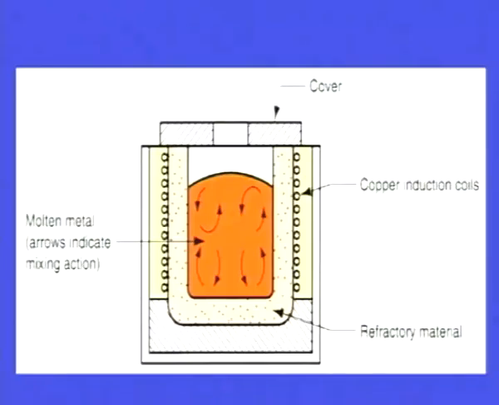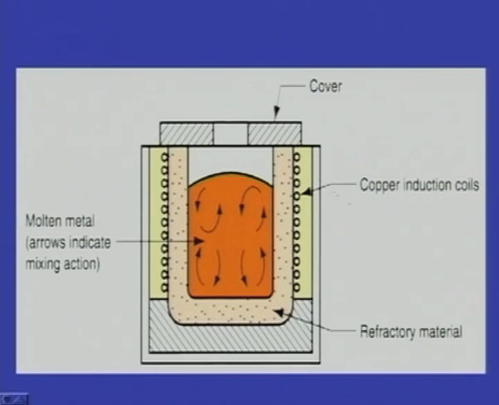Here we can see this is the primary coil, the copper induction coil. This is the primary coil through which we pass the high current, and this is the crucible made up of refractory material. Inside we place the charge. When we pass the electricity through this coil, that is the primary current, secondary current is produced inside the charge and resistance is offered by the charge to the flow of the current, and because of this resistance heat is generated, and this heat thus generated will be melting the charge.